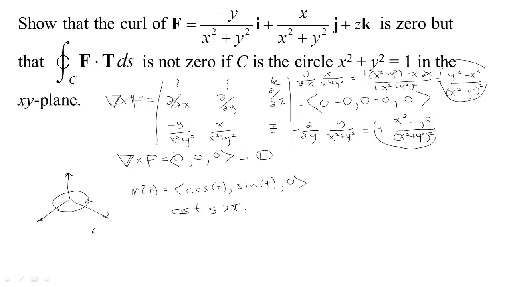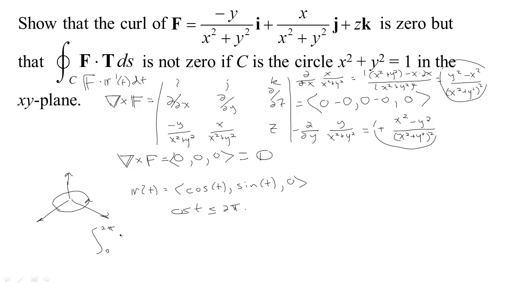So we can set up that integral. We've got to go from 0 to 2 pi. We've got to do F dot T ds, which ends up being integrating F dot r prime of t dt.